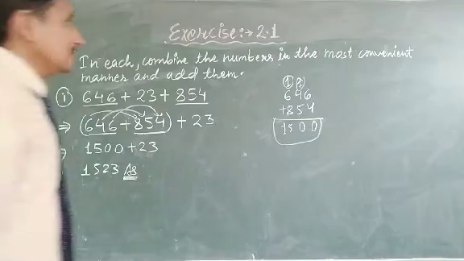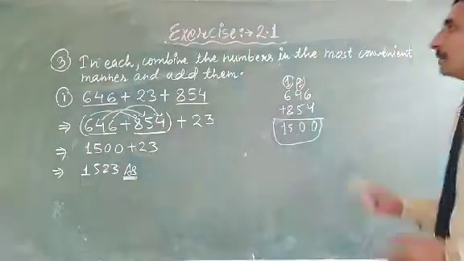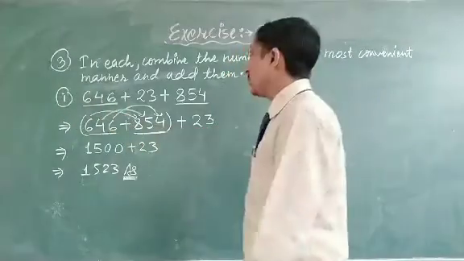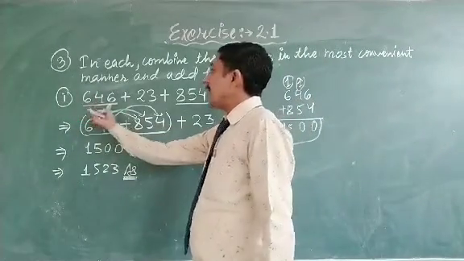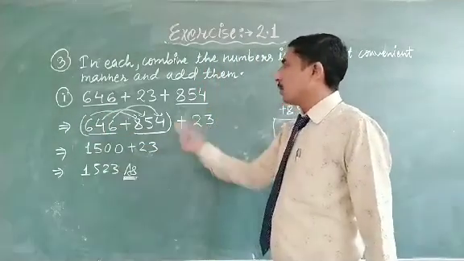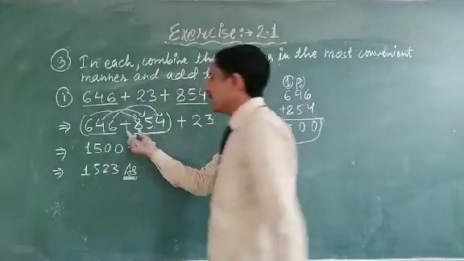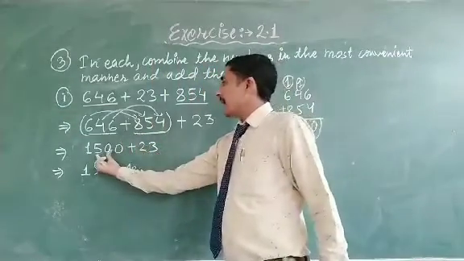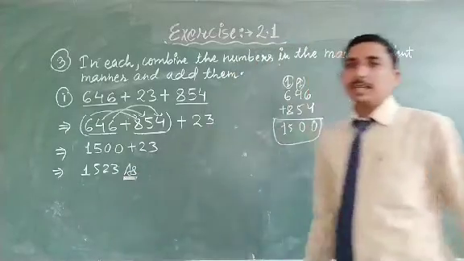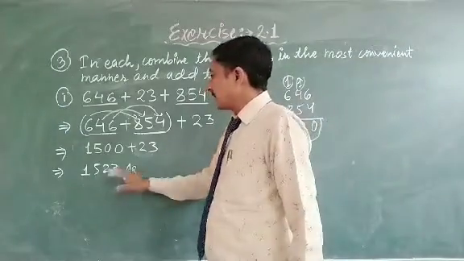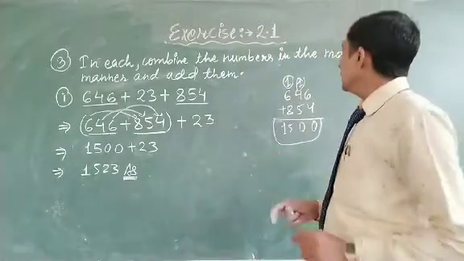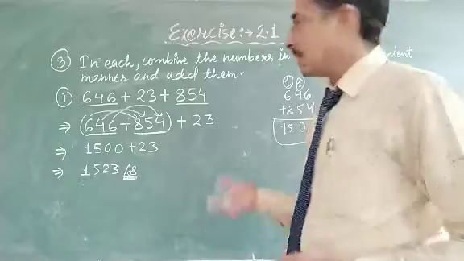So in this way, this is the most convenient manner to solve this question. So in this question, what we have to do? We have to group the first whole number and third whole number in a small bracket and we have to add them. By adding we get a result, and after that we have to add 23 to it and we get the result 1523. In this way we have to combine the numbers in most convenient manner and we have to add them.